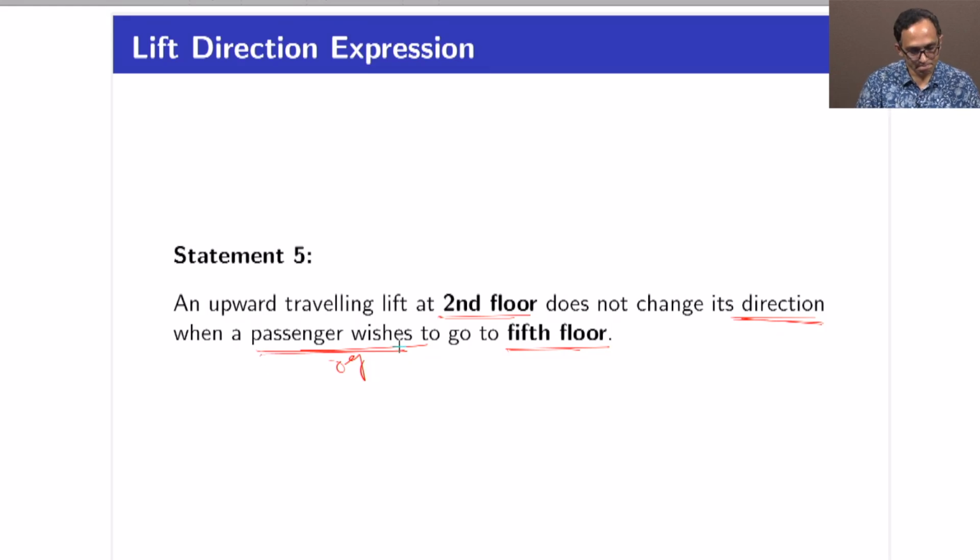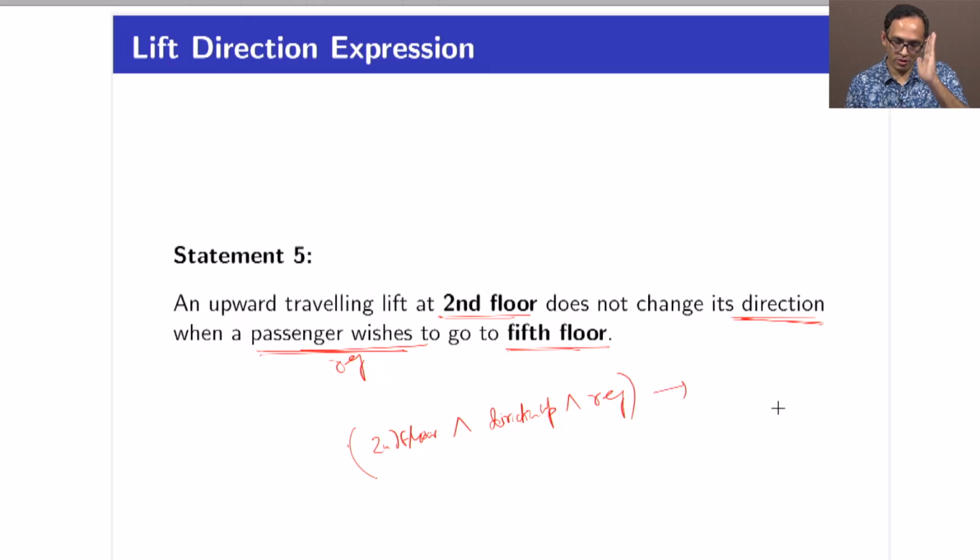So, if I try to encode now, I have the propositions: floors, direction, request and so on. Then I will write: if it is on the second floor, and the direction is up, and there is a request, this implies the direction will remain up until you reach the fifth floor.